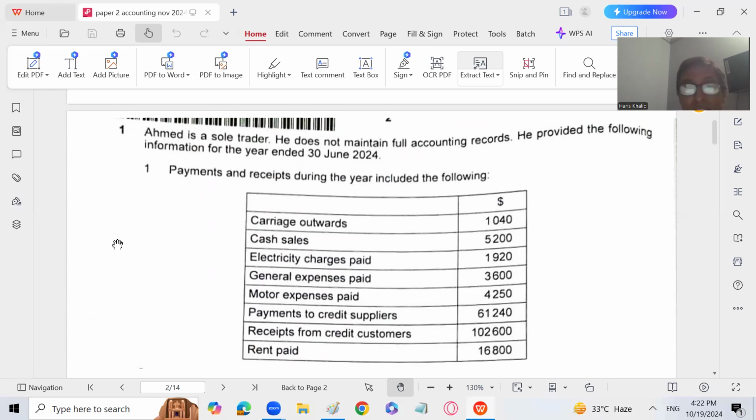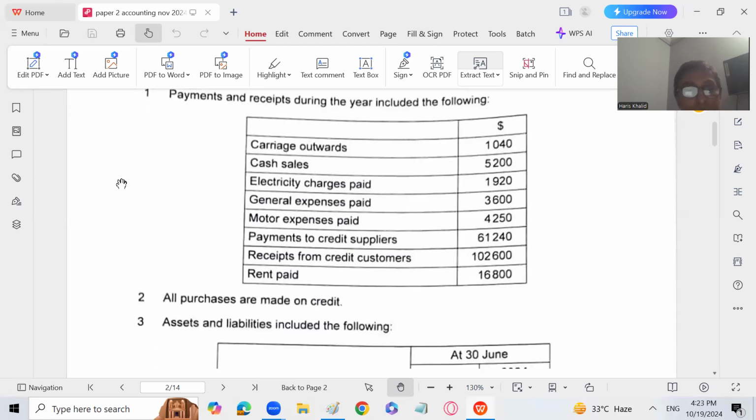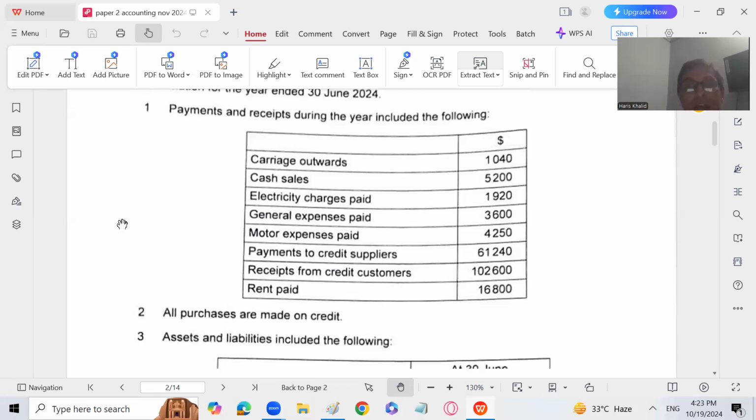Payments and receipts during the year included the following: carriage outward, which is an expense, obviously. Cash sales are given, 5,200. Electricity charges paid, general expense paid, motor expense paid, payment to credit suppliers, receipt from credit customers, rent paid is also given. All purchases are made on credit. Obviously, if it has been written that all purchases are made on credit, it means that you have to prepare the purchase ledger control account, PLCA, in order to find credit purchases. And all the credit purchases are basically our total purchases.